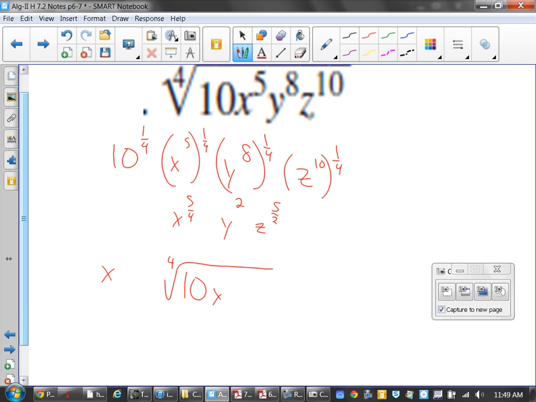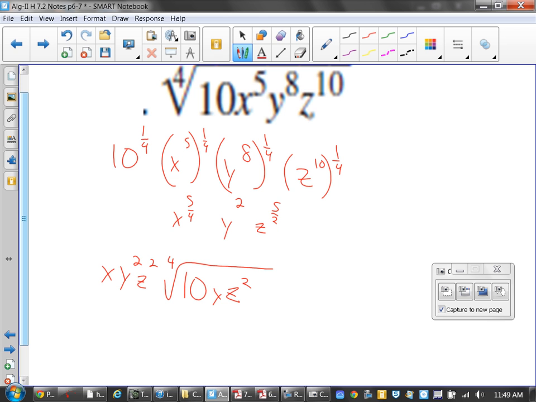How many times does 4 go into 8? Twice. So you just get y squared. There you go, y squared. And then 4 goes into 10 how many times? Twice. How many are left over? Two. So it'd be two.